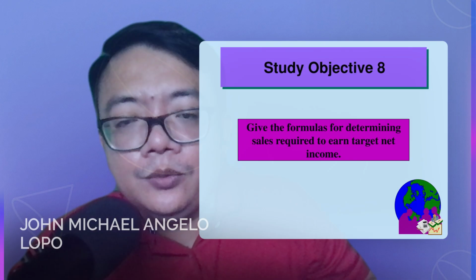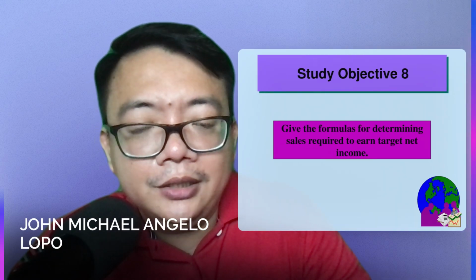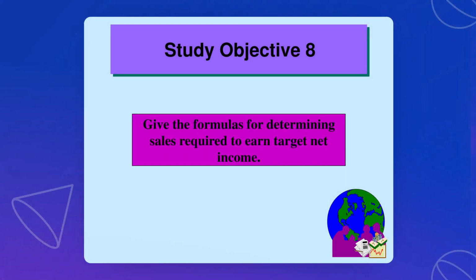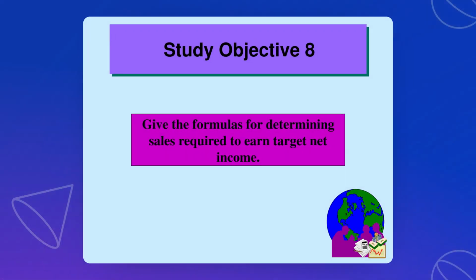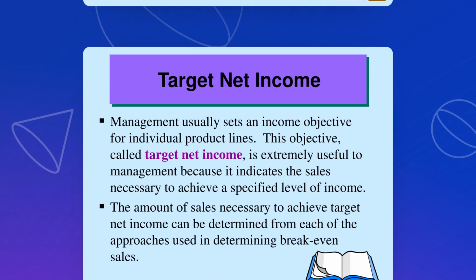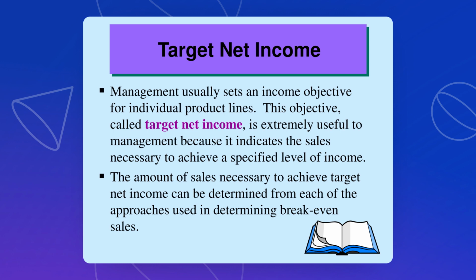Next one is all about sales required to earn a target profit. Ito naman class ay hindi naman lahat ng bagay ay tayo ay break even. Kailangan naman natin magkaroon ng target net income. So meaning to say, in terms of the planning, we will need to have a target net profit or what you call net income. So management usually set an income objective for our individual product lines. Okay. So, yan class yung ating gagawin. Alright.